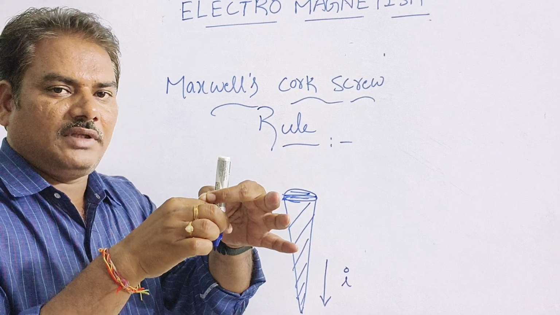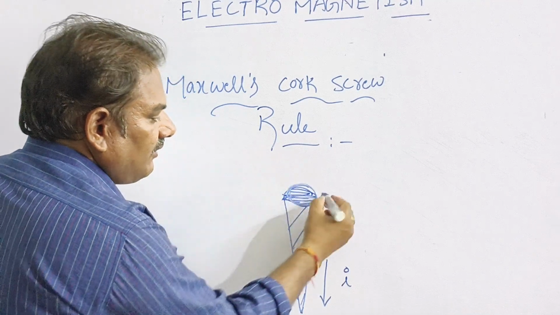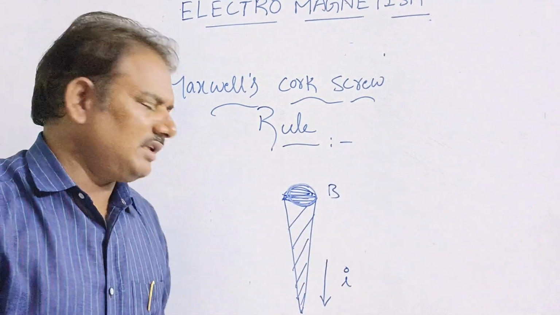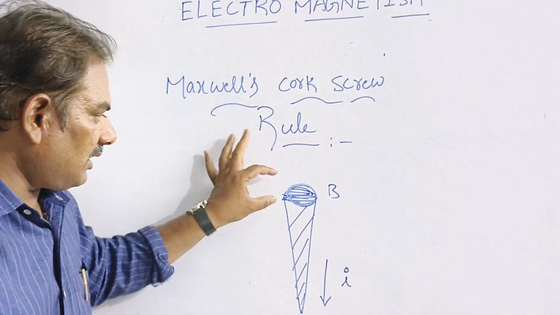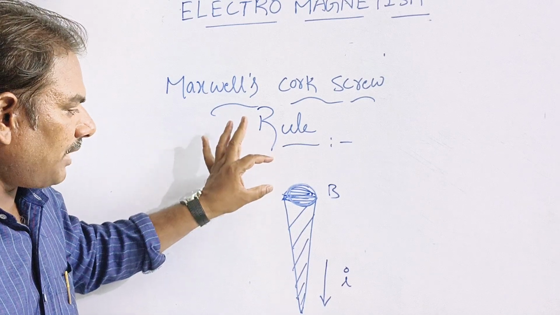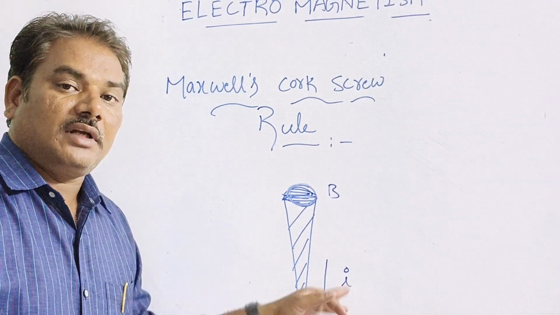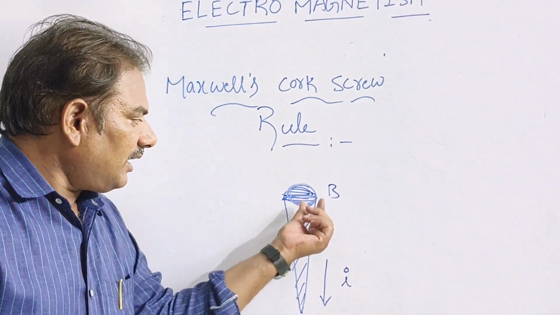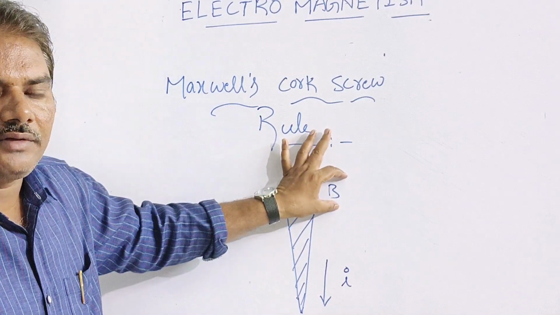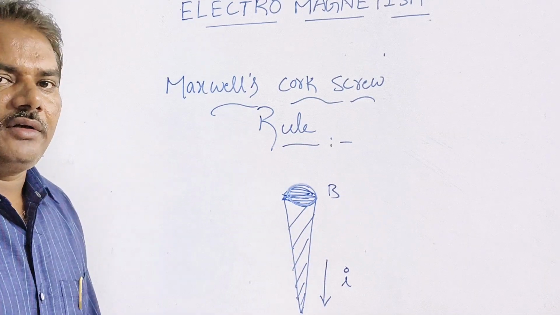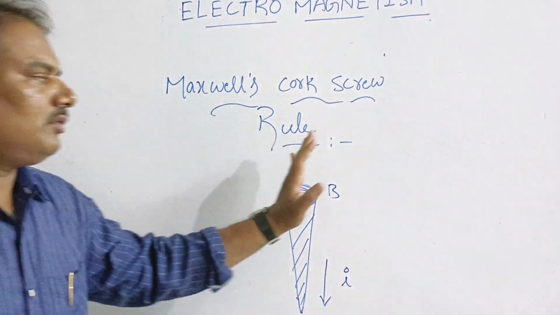This is the direction of the current. This is the direction of the magnetic field. So simple, this also represents concentric circles. The concentric circles are always perpendicular to the direction of the current. So the motion of the screw represents the direction of the current here. The rotation of the head represents the direction of the magnetic field. Both are perpendicular to each other. This is Maxwell's cork screw rule.